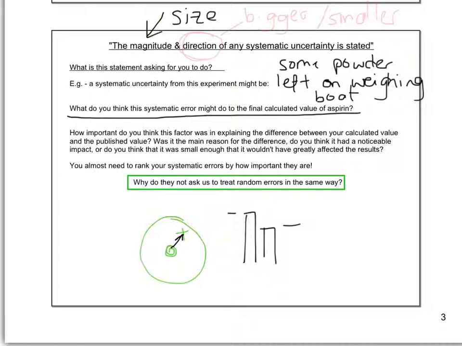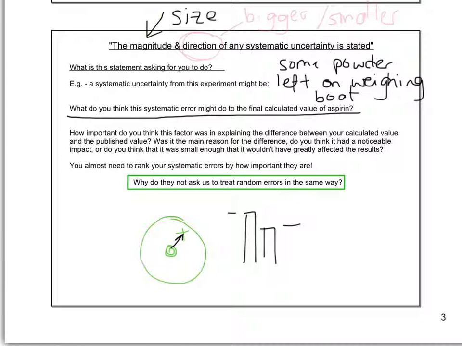What they basically want you to do here is to almost rank your systematic errors by how important they are. So if you've, for example, identified 4 or 5 systematic errors that happened in your experiment, you need to rank them. You need to say, I think this one was the most important, then this one, then this one, then this one. Or I think these 3 had a very small impact, or maybe their direction was completely wrong, so they definitely didn't have any impact on the fact that my value is too big. You need to start discussing your errors in that way.